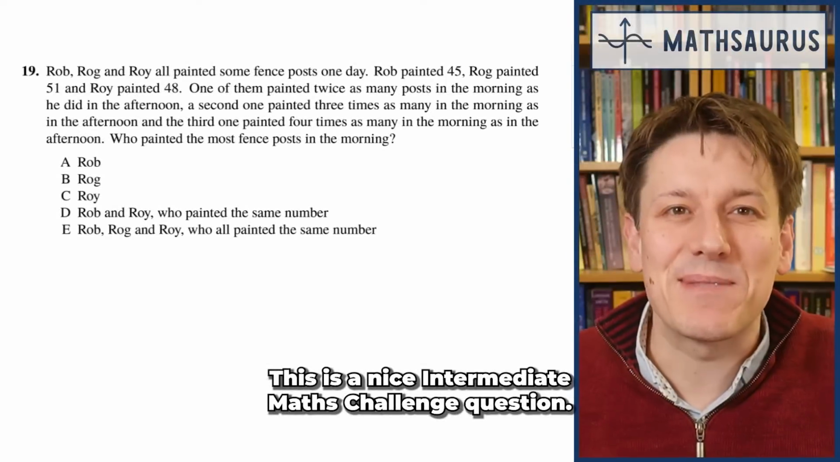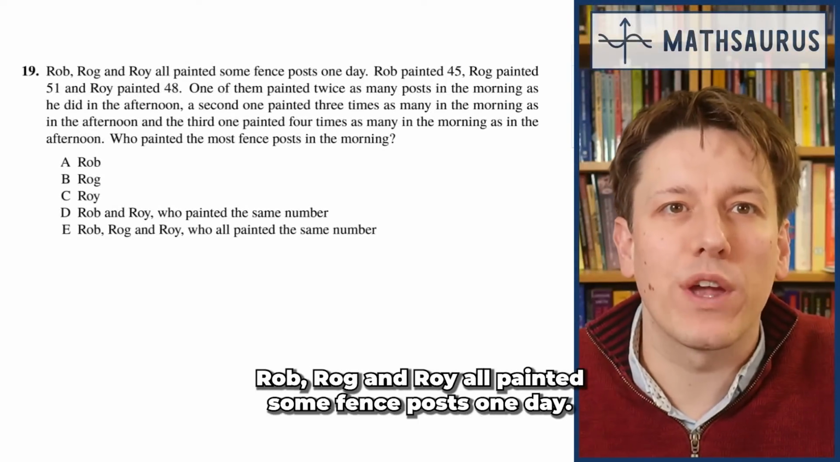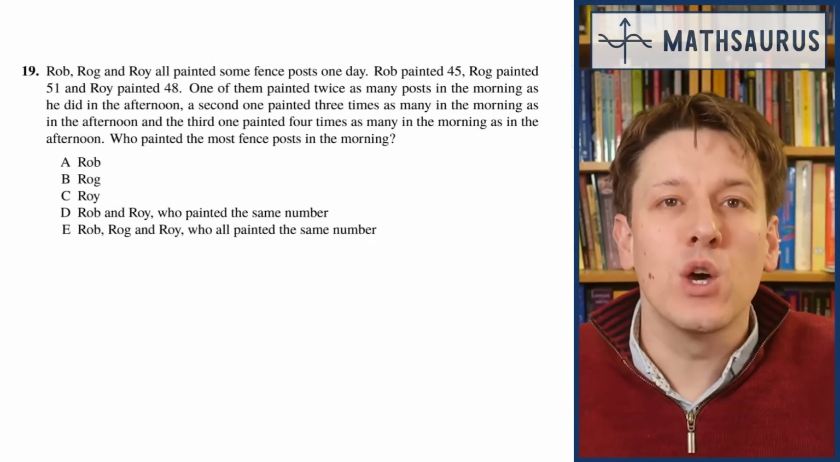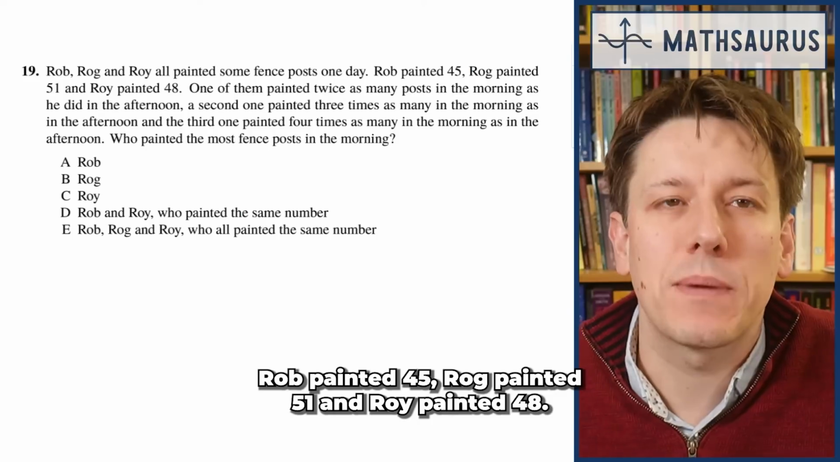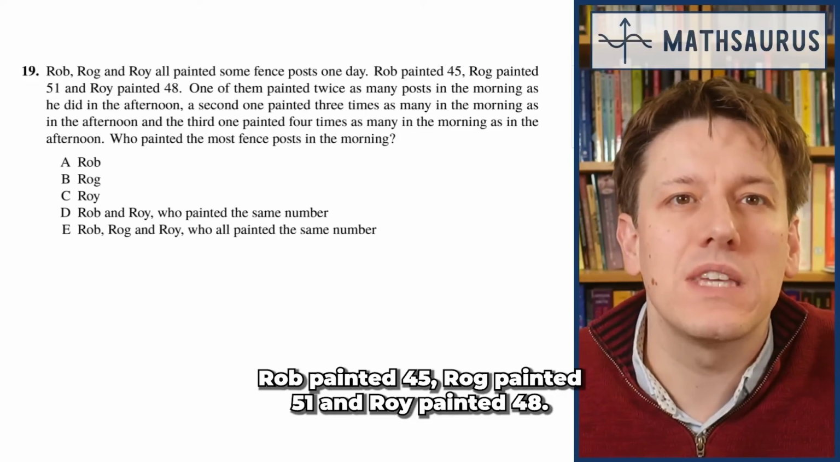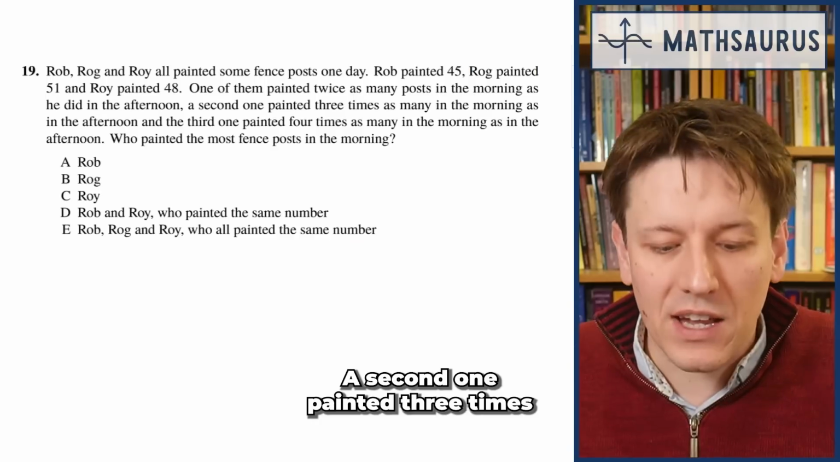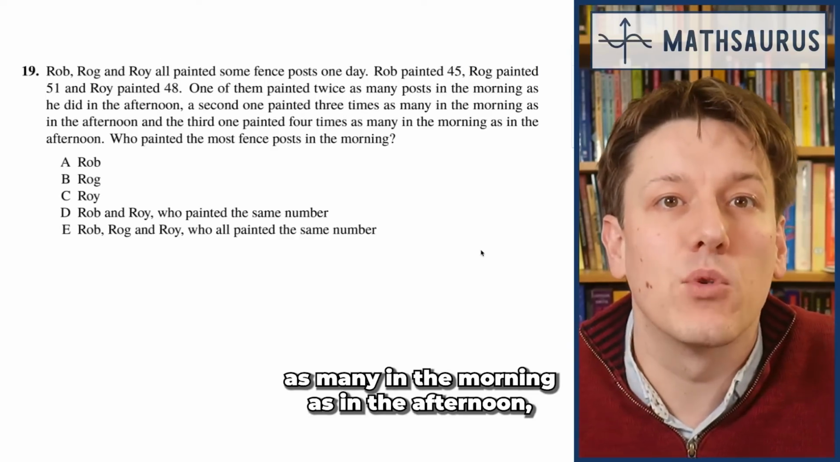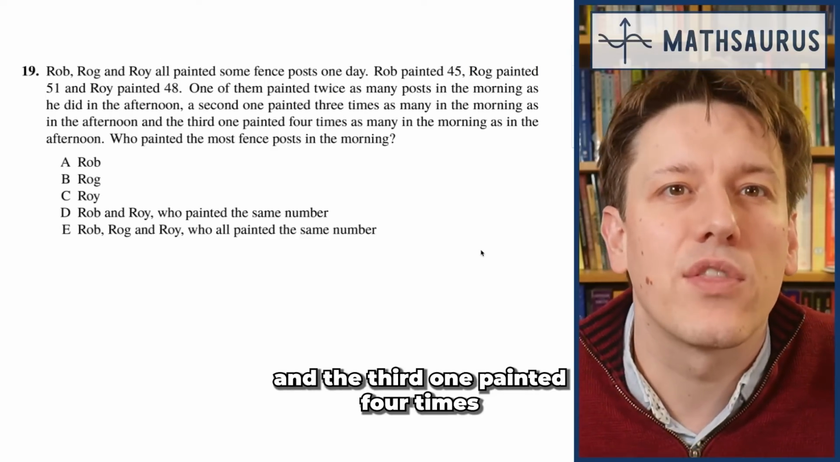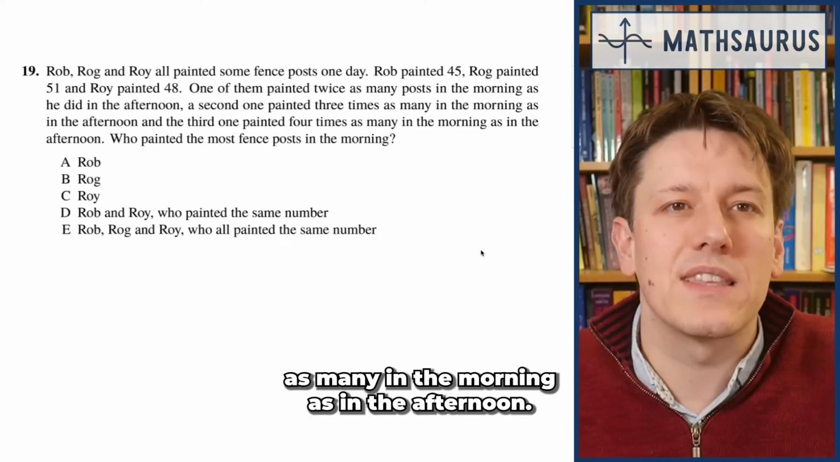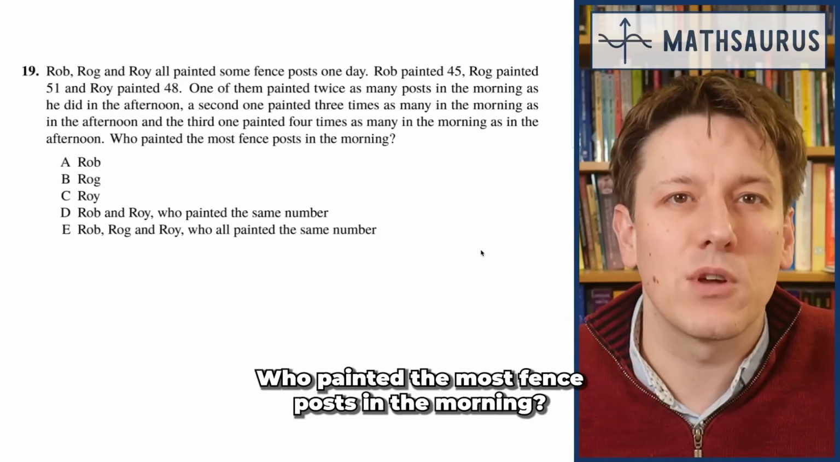This is a nice intermediate maths challenge question. Rob, Rog and Roy all painted some fence posts one day. Rob painted 45, Rog painted 51 and Roy painted 48. One of them painted twice as many posts in the morning as he did in the afternoon. A second one painted 3 times as many in the morning as in the afternoon, and the third one painted 4 times as many in the morning as in the afternoon. Who painted the most fence posts in the morning?